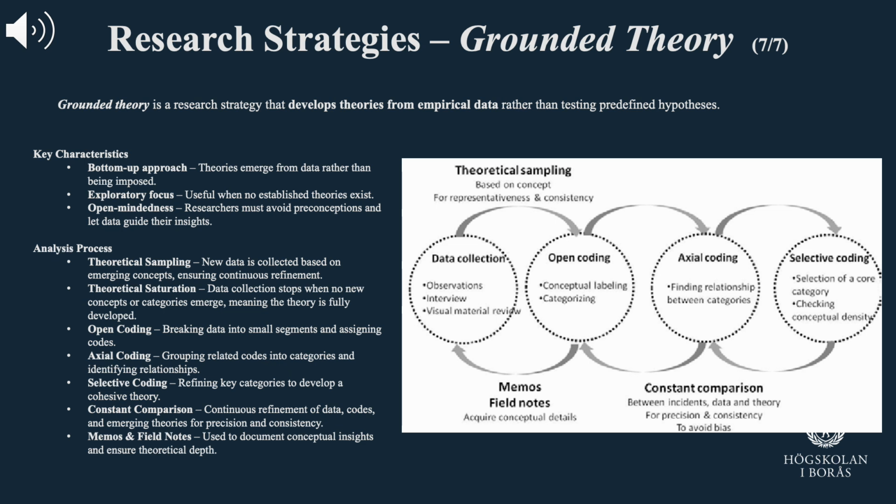The analysis process involves coding and categorization. Researchers break data into smaller segments and assign codes that represent themes or concepts. This process, called open coding, organizes raw data into meaningful units. Next, in axial coding, researchers group related codes into categories and explore relationships between them. Finally, selective coding refines the theory by identifying the most significant categories and their interconnections. The result is a structured explanation of the studied phenomenon, grounded in real-world data.